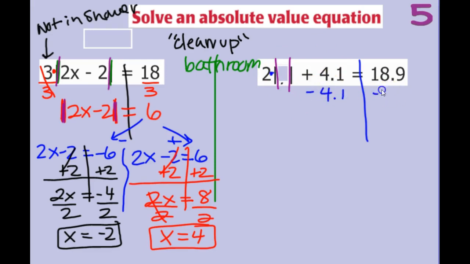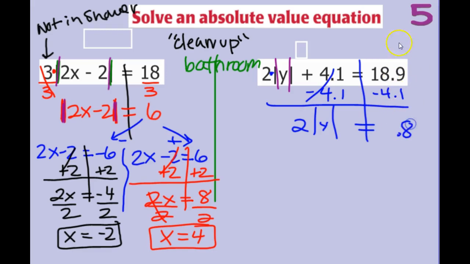So subtract 4.1. We have 2 absolute value of y equal to, and we're subtracting 9 minus 1 is 8. 8 minus 4 is 4, so we have 14.8. And then the opposite of multiplying by 2 is divide by 2. We have the absolute value of y equal to, well, half of 0.8 is 0.4, half of 14 is 7.